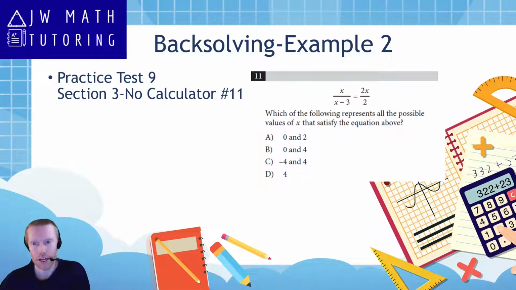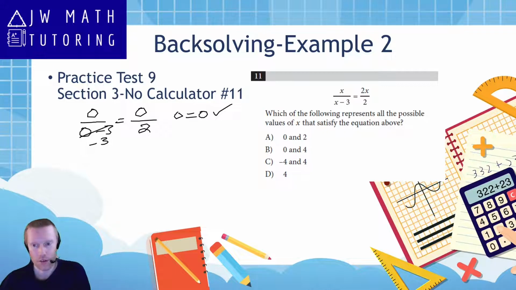So I'm going to start with letter A, and I'm going to start with 0. When I plug that in, I just get 0 over 0 minus 3, and 2 times 0 is 0 over 2. So on the left side, I get 0. Now this is just negative 3. So notice I get 0 equals 0. That is a true statement. Therefore, 0 is one of the values of x that satisfies this equation. Because when you have an equation, the numbers that you plug in should give you the same value on both the left and the right in order to be a solution to that equation.